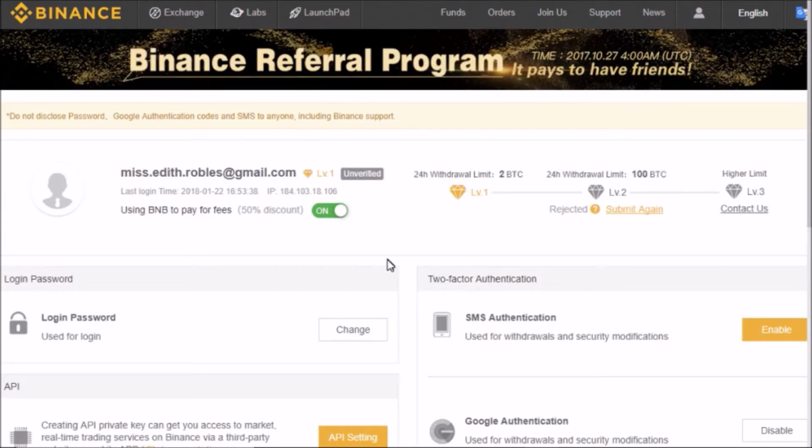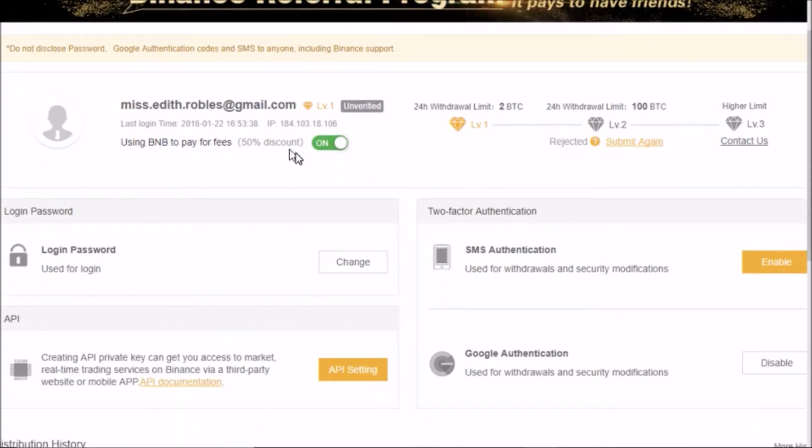So once you're in, this is the interface. This is what it looks like. I am at level 1, meaning I can do a withdrawal limit of 2 BTC, 2 Bitcoin. And that's a lot because right now Bitcoin's around 11,000. It might change once you watch this video, but that's the total withdrawal limit in 24 hours. So I'm at level 1.